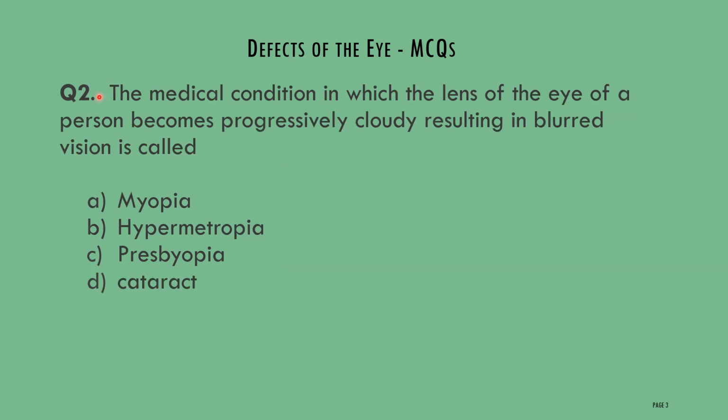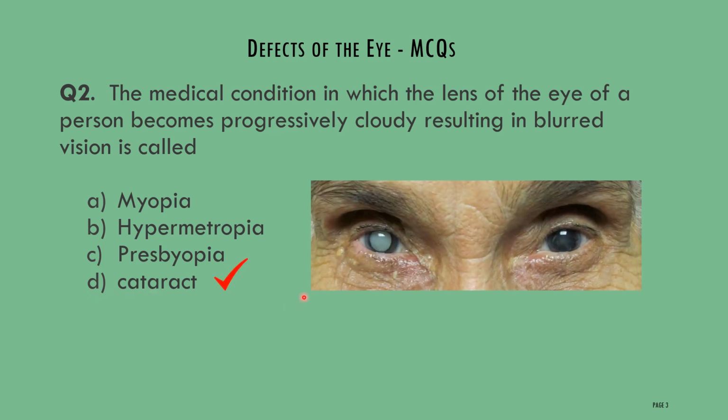Second question. The medical condition in which the lens of the eye of a person becomes progressively cloudy, resulting in a blurred vision, is called. That person is not able to see the object properly. That object will become blurred. Let us see the options. Option A is myopia. Option B is hypermetropia. Option C is presbyopia. Option D is cataract. Which is the correct answer? The correct answer is cataract.